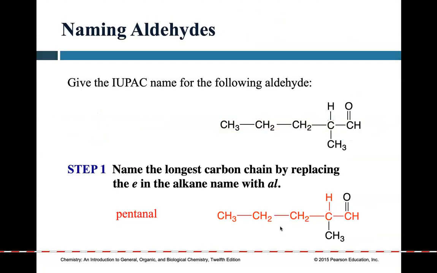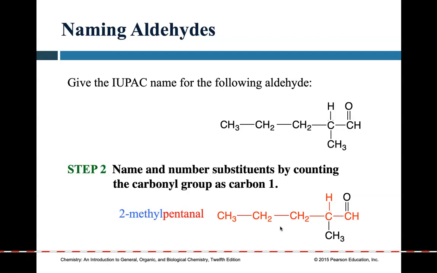So we go through step by step, just like what I did there. Find out our longest carbon chain. Replace the ending with -al. Figure out what my last constituent group is. It's a methyl group. It's on the 2 position.